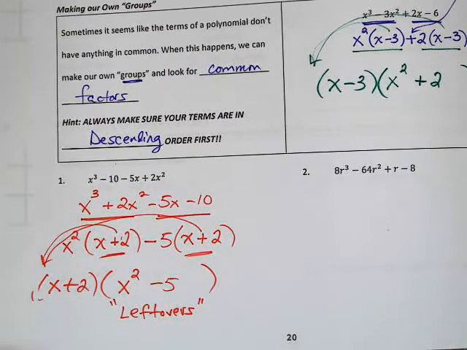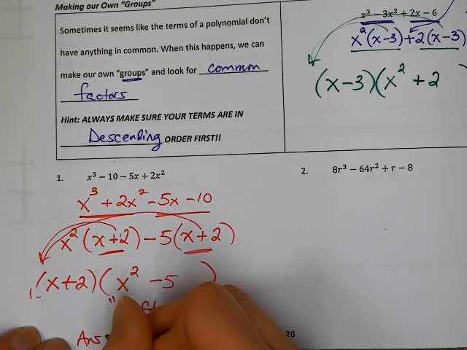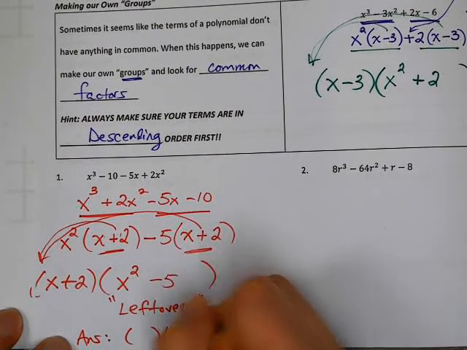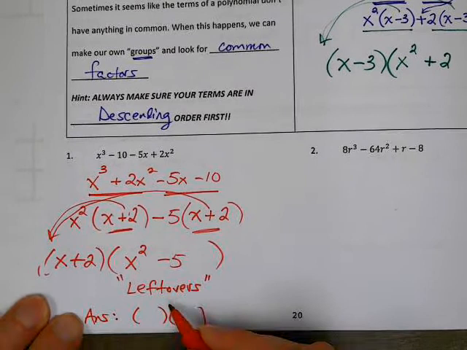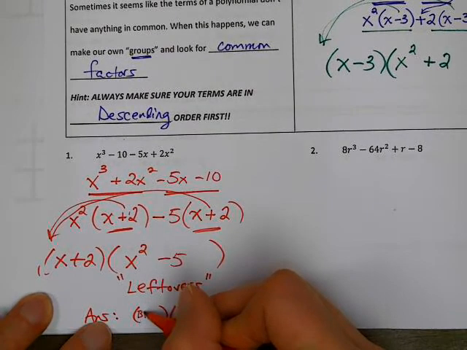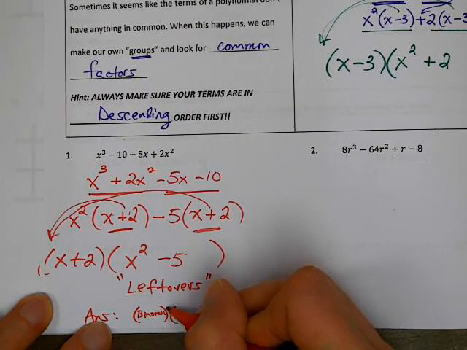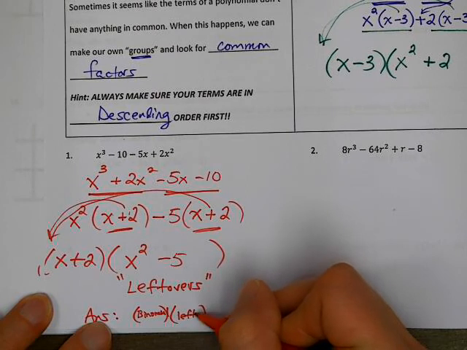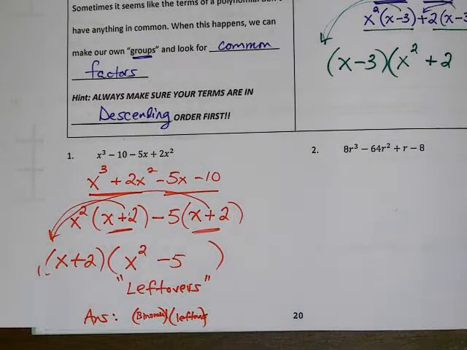All of your answers are going to look like parentheses, parentheses. Okay, this is the common binomial, and then these are the leftovers. Okay, makes sense? We got one more.